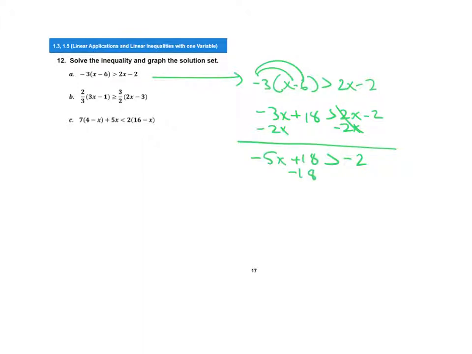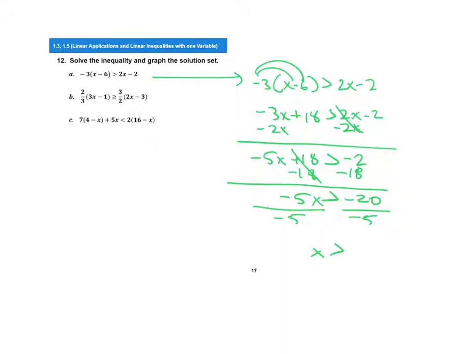And then I'm going to subtract 18. So that'll be negative 5x is greater than, all right, this is a negative 2 and a negative 18. Think of it as negative 2 plus a negative 18 would be a negative 20 because the signs are the same. Divide by negative 5, and x is greater than 4. But I divided by a negative, so I need to make sure that I reverse that symbol, and there it is.